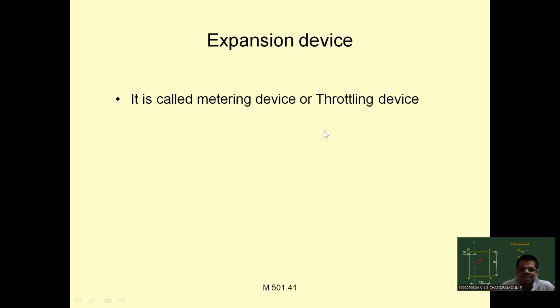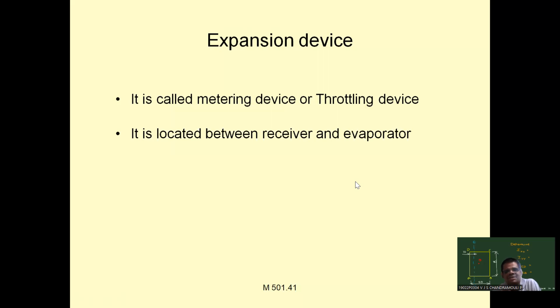We know that in the throttling process, the pressure drops drastically. Due to the drop in pressure, the temperature also drops as well. The enthalpy remains constant. This is the basic principle of throttling, and this expansion valve ensures these events occur in a vapor compression system. The location of any expansion device in a VCR system is between the receiver and evaporator. After the condenser, there will be a receiver. After that, the expansion device is located, and the refrigerant from the expansion device will move to the evaporator.